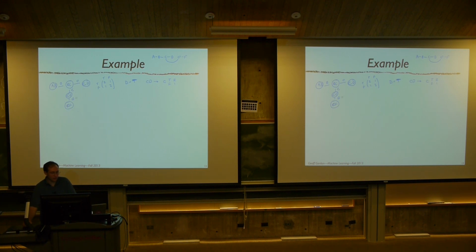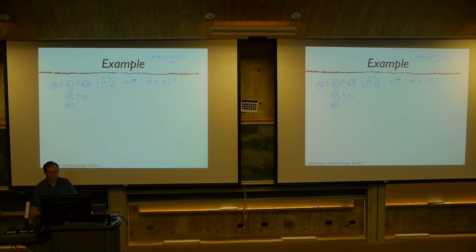Now we pass messages inward from the leaves to the root. So let's start with this E and F clique. That was 2, 1, 1, 2. We're going to sum out F. F was the second argument, so we'll sum across rows. And so the message that gets passed in this direction will just be 3 and 3, since 2 plus 1 is 3, and 1 plus 2 is 3.